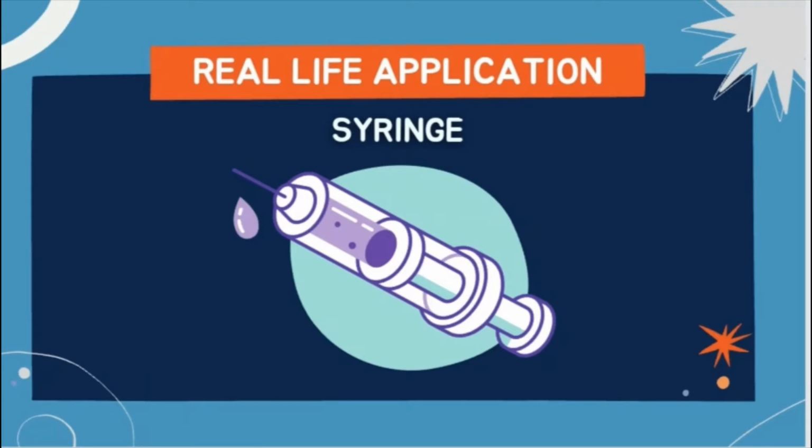A syringe is a medical equipment that is used to insert or withdraw fluids. When the plunger is pushed down, the volume of liquid reduces, thereby increasing the pressure. Similarly, on pulling up the plunger, the volume is increased and the pressure is reduced. Hence, the working of a syringe depends on Boyle's law.